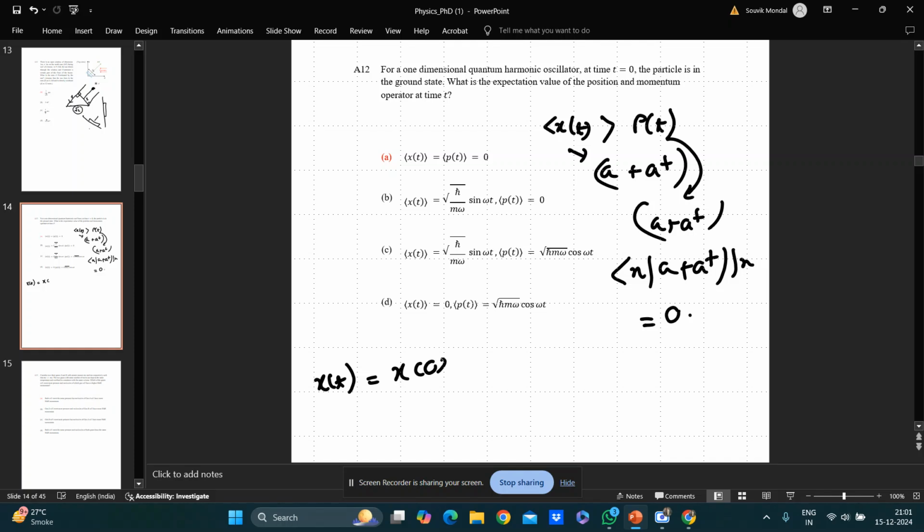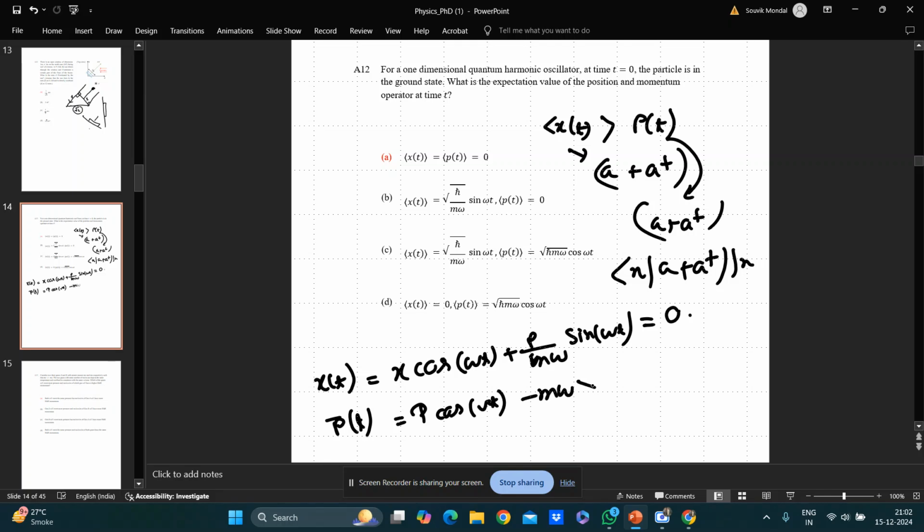That is x cos omega t plus p by m omega sin omega t, and pt will be p cos omega t minus m omega x sin omega t. This is the exact form, and your x is simply a combination of a and a dagger, and p is also a combination of a and a dagger. So it is root under h cut by 2 m omega times a plus a dagger, and p is similar.